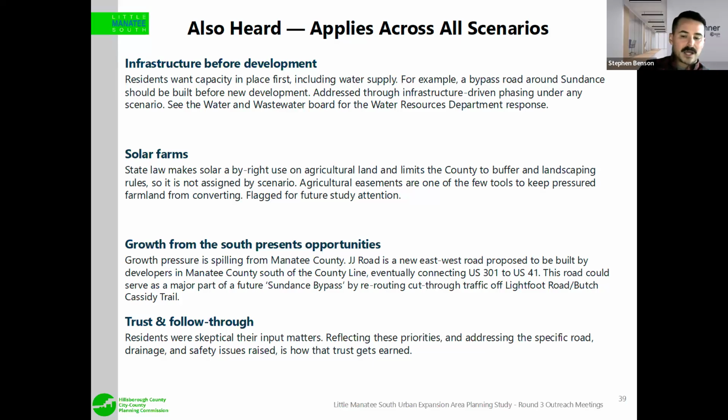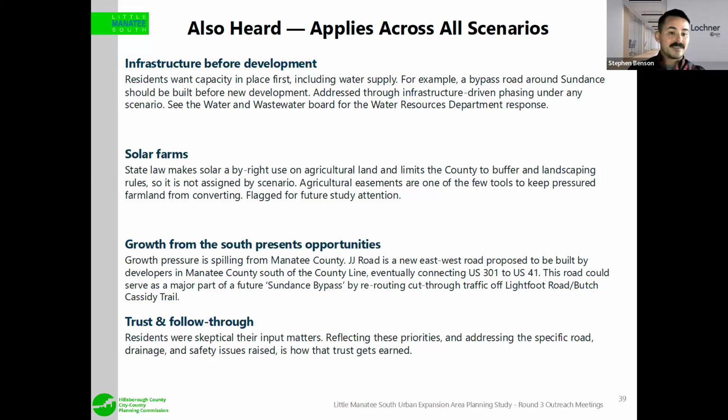Solar farms were mentioned several times in the public outreach so far. Just responding to that briefly, state law makes solar a by-right use on agricultural land, which means it's preempted by the state. So if you have agricultural land, you are already allowed to put solar on it. And it limits what the county can do to buffer and landscape solar.